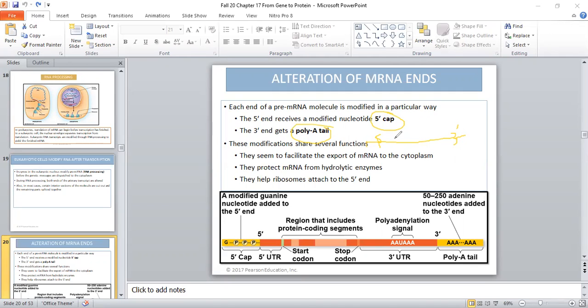You understand? We are capping it. So this is for safety. First, why are we doing it? They seem to facilitate the export of messenger RNA to the cytoplasm. Yes, facilitate export first, then protect, and the last one is to help ribosomes attach to the 5' end. Ribosomes attach to the 5' end.